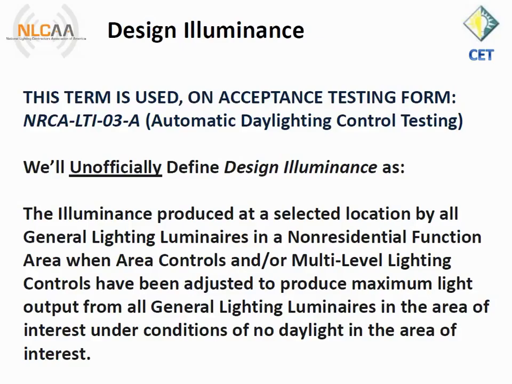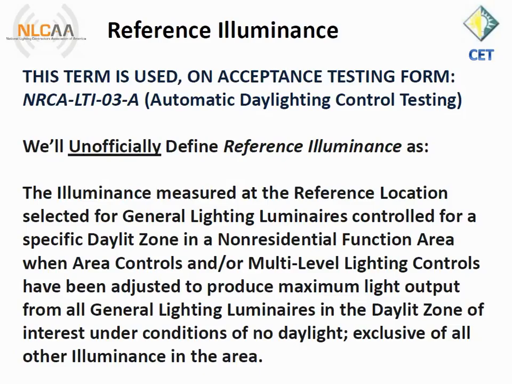absolutely unofficial and not legally binding definitions of lighting levels. When a commissioning agent sets up the lighting in an area, they will attempt to balance the illuminance in an area between general lighting luminaires controlled by different control schemes. This presumably will yield the design illuminance for an area. You may ignore my definition here of reference illuminance, because this has become an item of contention between myself and several other people, and I have no idea whether the reference illuminance and the design illuminance are the same, or whether the reference illuminance should be taken with all other lighting in the area off, with the exception of the daylit zone under test. I actually believe that I'm wrong here. Okay, so just ignore this definition.